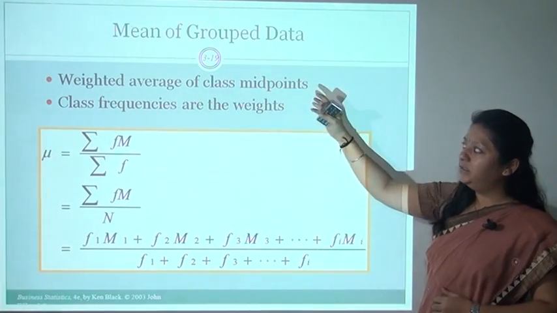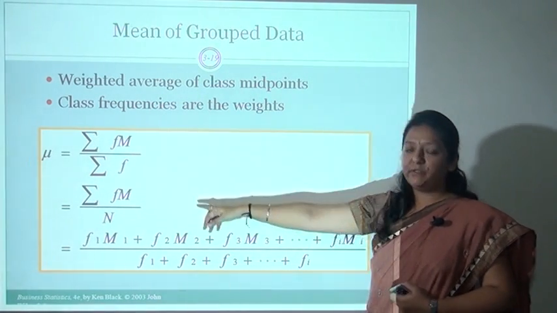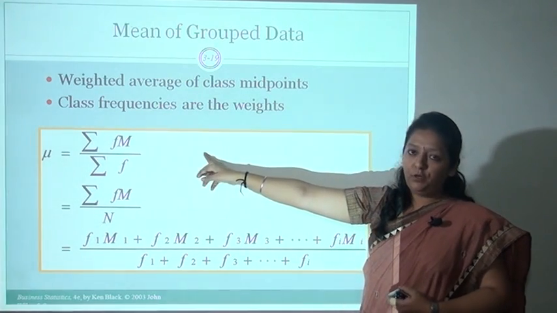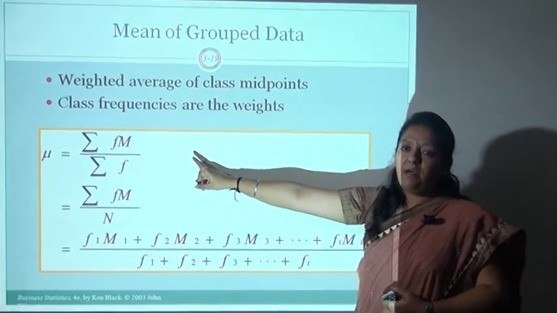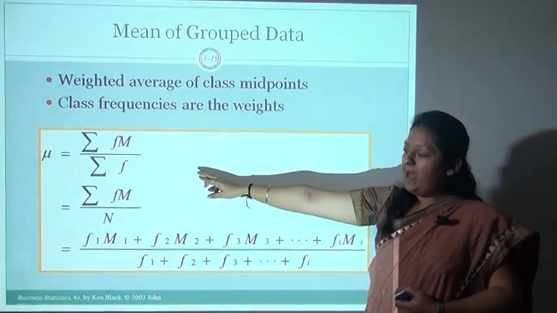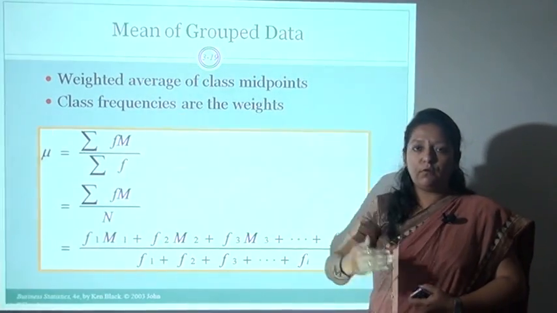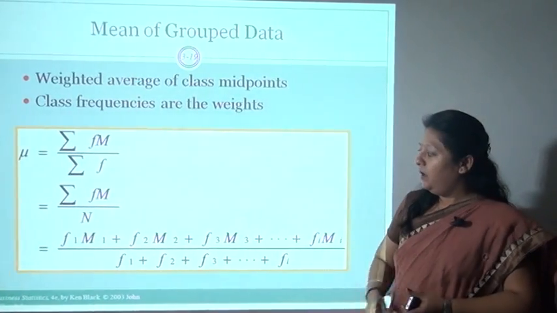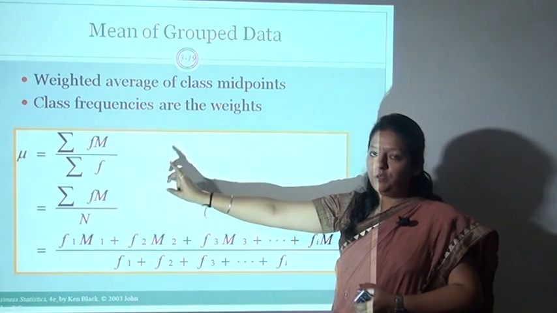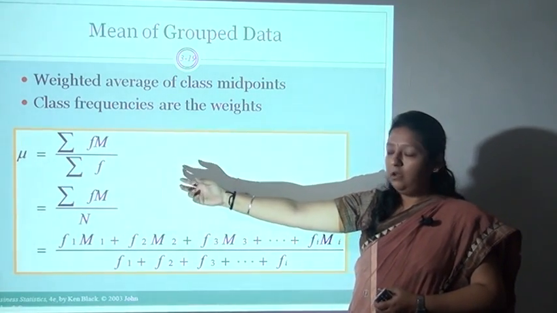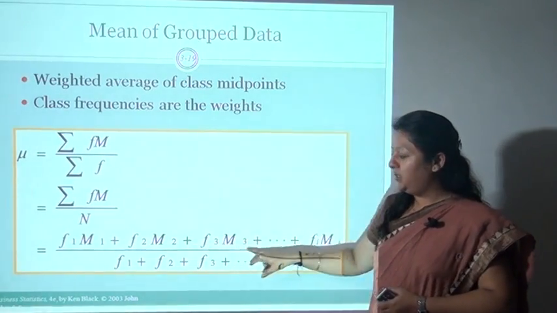If you are having group data, what are going to be the calculations? First, the mean for group data can be calculated using the formula mu is equal to sigma f into m divided by sigma f. Sigma f is the frequency, m is the midpoint, and sigma f in the denominator is the total number of frequencies in the data set. Again, f1 into m1 can be obtained by multiplying the frequency and the midpoint of each class.